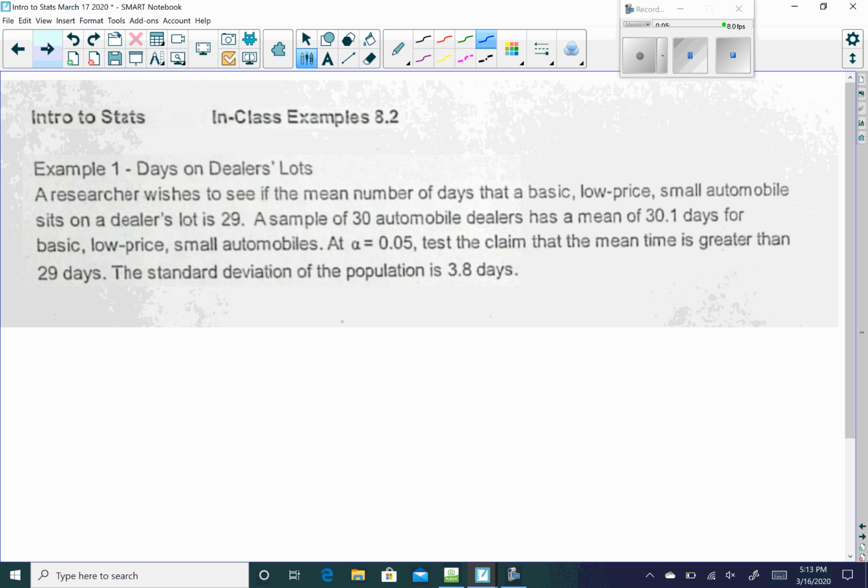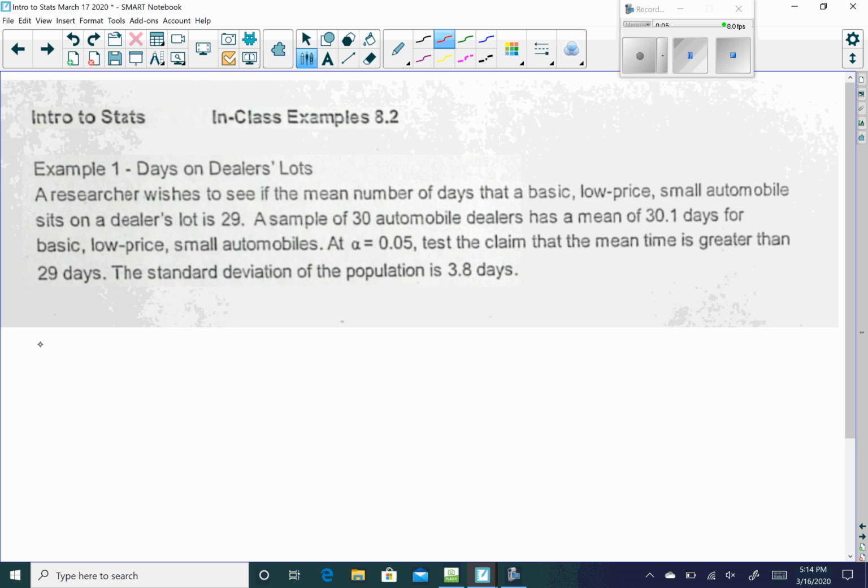So for this first one, mentioning the number of days on a dealer's lot, a researcher wishes to see if the mean number of days that a basic low price small automobile sits on a dealer's lot is 29. Sample of 30 dealers has a mean of 30.1 days for a basic low price small car here. Alpha should also be given to us, so alpha is 0.05. Now, even though it says a researcher wishes to see if the mean number of days is still going to be 29, notice over here it says test the claim that the mean time is greater than 29 days. So because it's specifically worded that way, our alternative hypothesis is going to be our claim. Notice it's also giving us that the standard deviation of the population is 3.8 days.